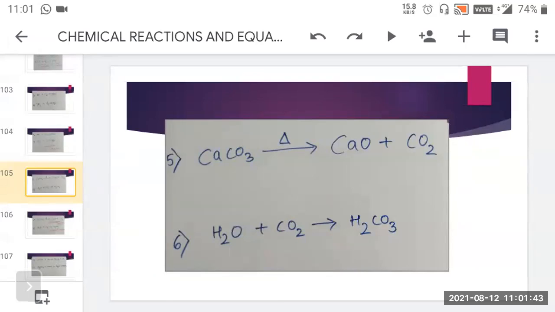Then comes the second one, that is the decomposition reaction. What do we mean by the decomposition reaction? Where only 1 reactant will be there and it will break down into 2 products.